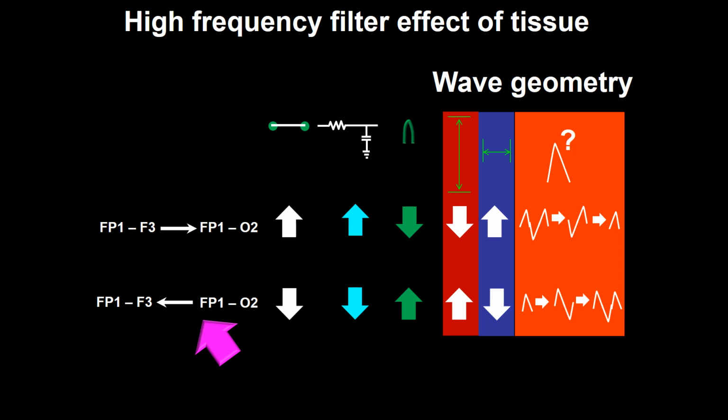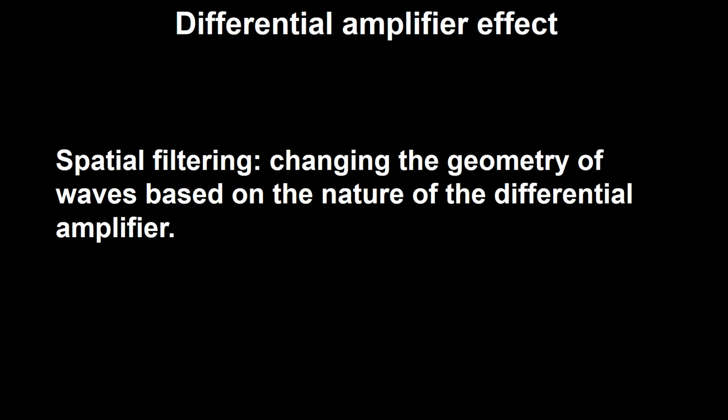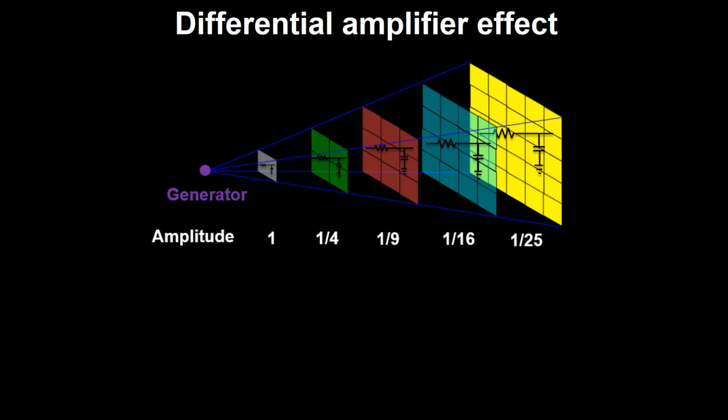The last factor influencing the spatial filtering effect of montage is the differential amplifier effect. The differential amplifier effect consists of changes in the geometry of the wave configuration that occur as a function of the differential amplifier inverting the signal coming through input 2. In this example, the amplitude of a wave coming into the differential amplifier will be a certain size when the two electrodes connected to a differential amplifier are close.